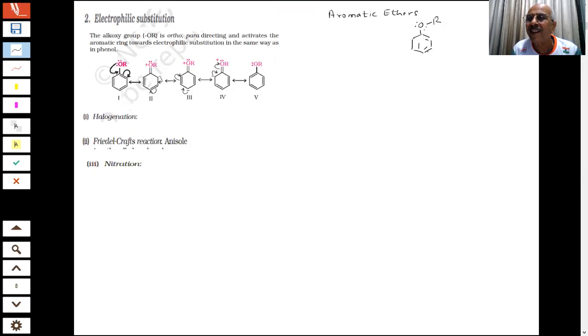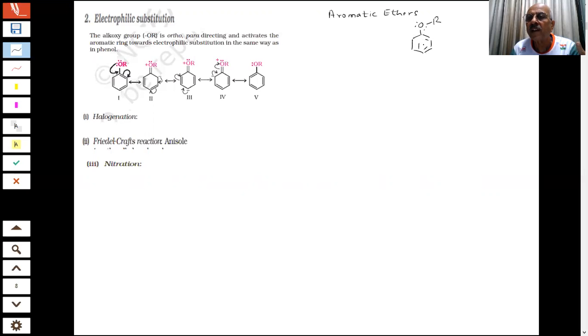Now, this benzene ring is always a source of electrons. Yes or no? There are pi electrons. You already know the structure of benzene when we discuss. These pi electrons are delocalized and they are present on the ring. Where electrons are present, student, which reagent will attack?